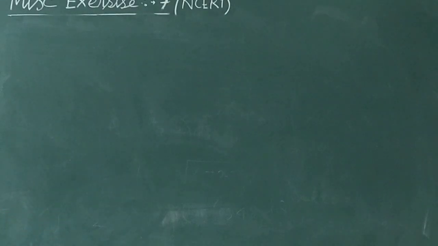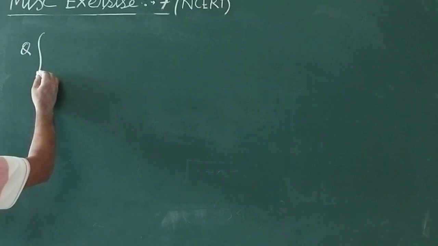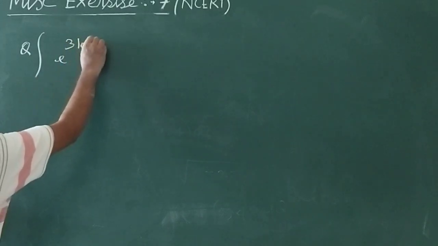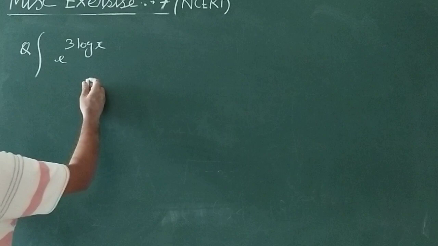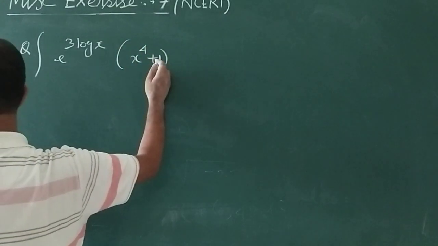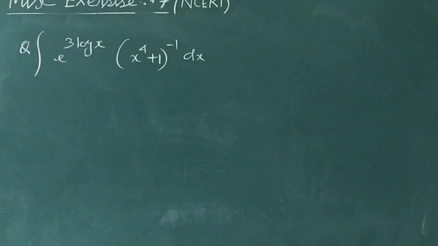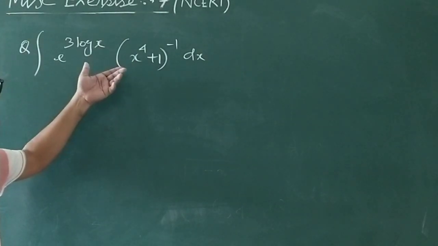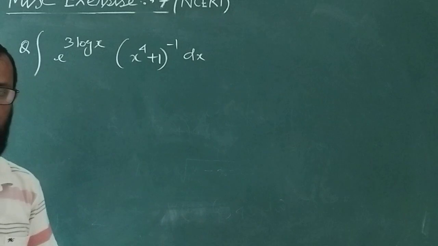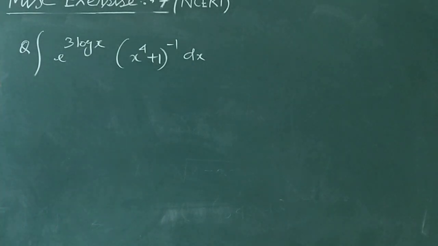So the question is an interesting question. The question is the integral of e to the power 3 log x into 1 upon x to the power 4 plus 1 dx. When you first observe this question, it looks difficult to solve, so let us arrange it a little. First, let me talk a little about a formula.